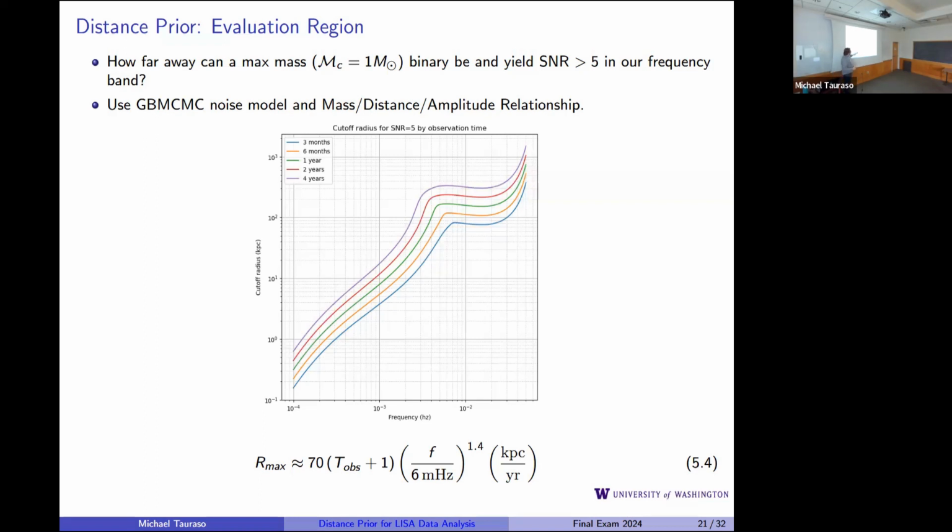And what I've got graphed here, the frequency is going along here. This is the cutoff radius in log. And then these are different observation times. So with more observation time, you have to look further out. If you're back at the enveloping, the not broken part of this power law, this is the formula you want. And it's just a fit to the detector noise that's kind of easy to keep in your head if you're trying to do this type of calculation over and over again.